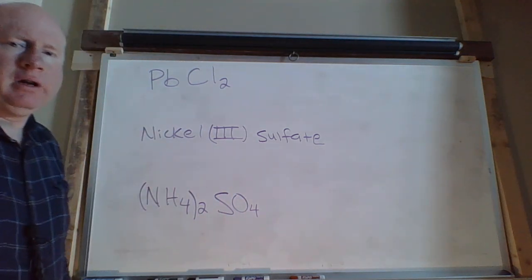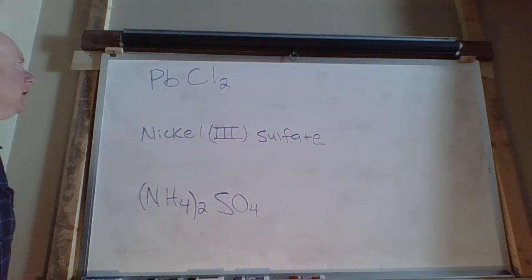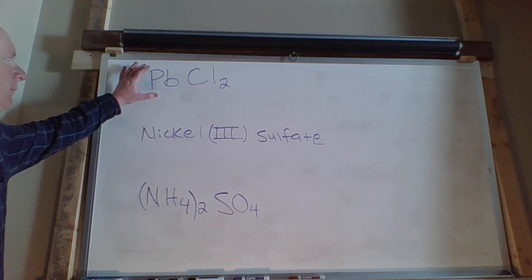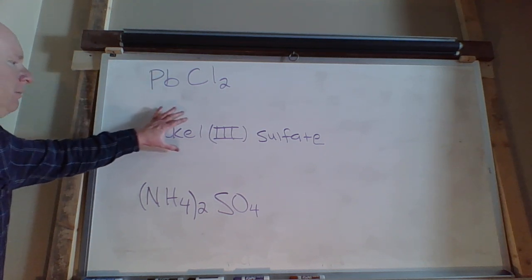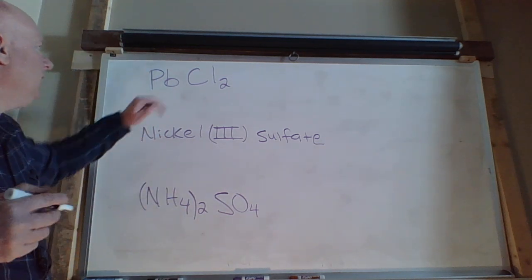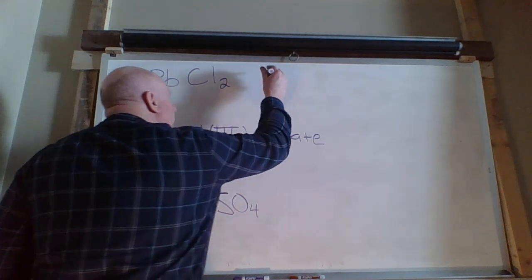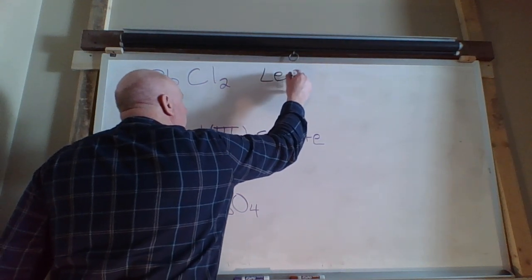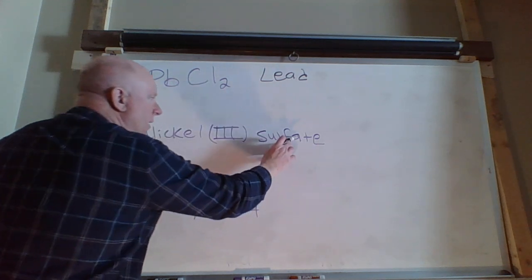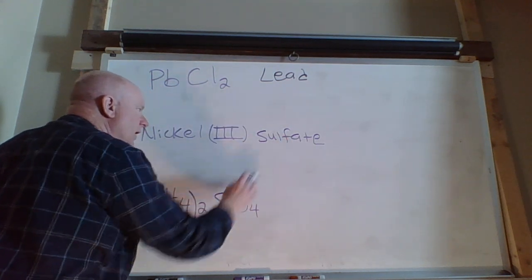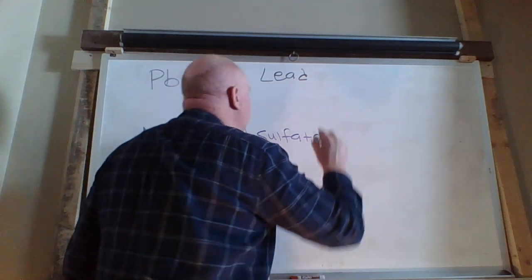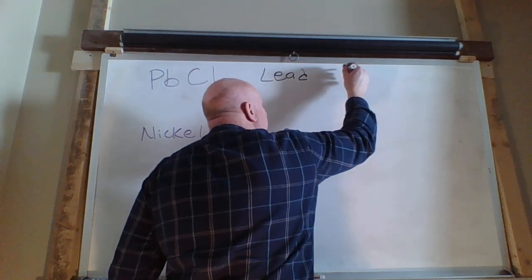Okay, so I have 3 examples up here. Now, we see the formula, we're going to write out the name, okay? Because here we have the name, you'd write out the formula. All right, so in this case, Pb is the symbol for lead. And this is a monoatomic ion. That's a polyatomic ion, and so is that, okay? So in this case, we've got lead, and then Cl is chloride.